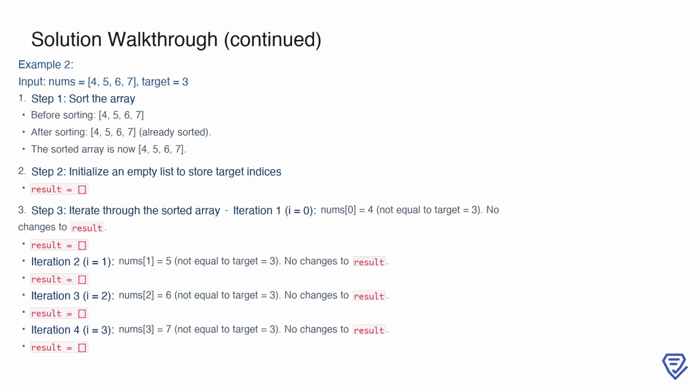At index 0, the value is 4, which is not equal to the target value of 3, so no changes are made to result. At index 1, the value is 5, which also does not match the target, so again, no changes are made. Similarly, at indices 2 and 3, the values are 6 and 7, respectively, neither of which matches the target. As a result, result remains empty throughout the iteration. Since no indices were found, we return an empty list as the output.